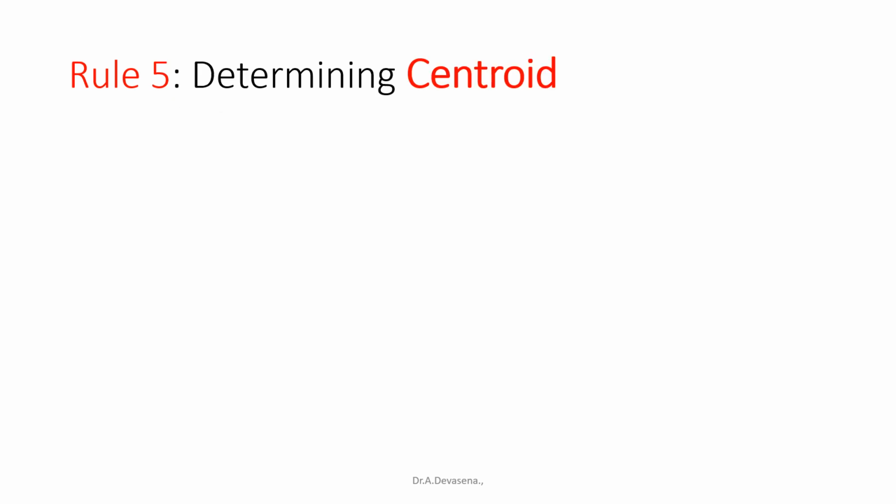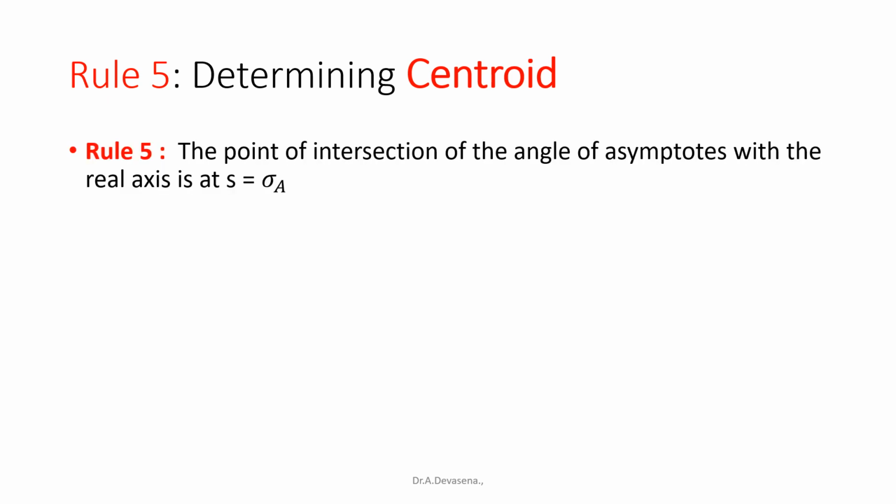Let us discuss rule number 5, that is, determining the centroid. The centroid is the point of intersection of the asymptotes with the real axis, at s equal to sigma_a.